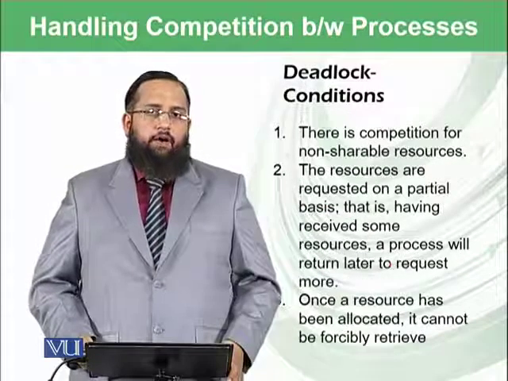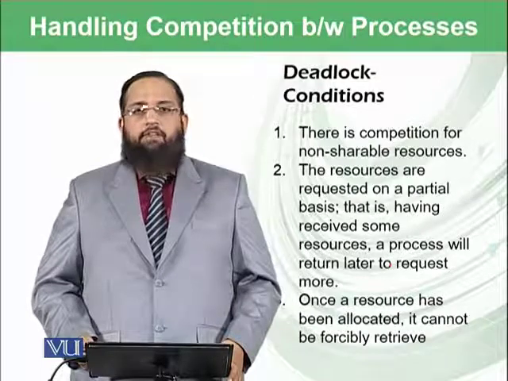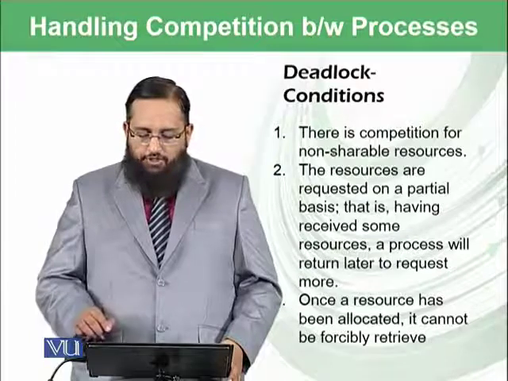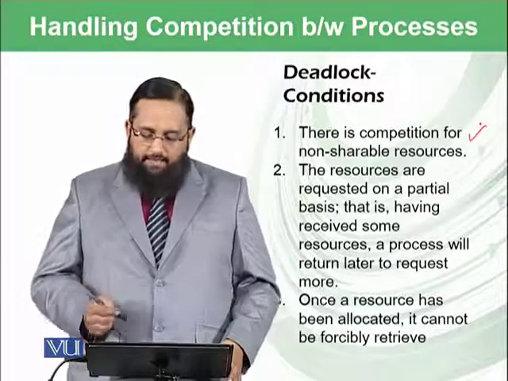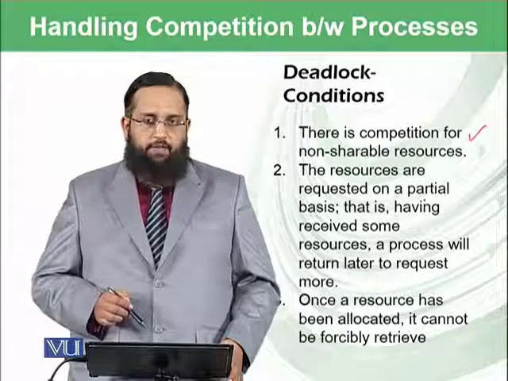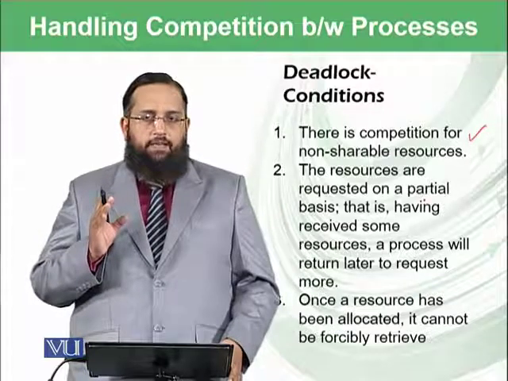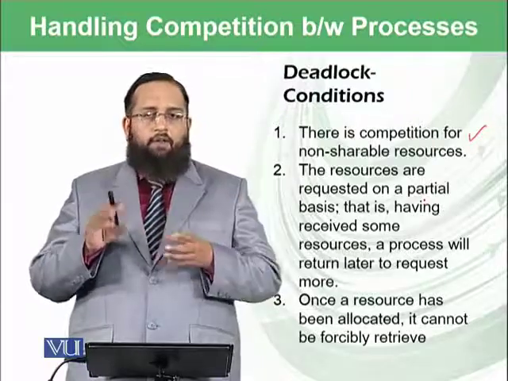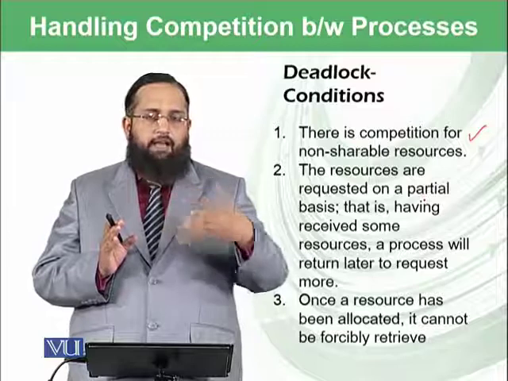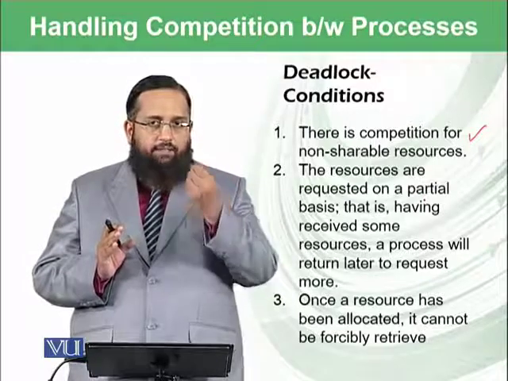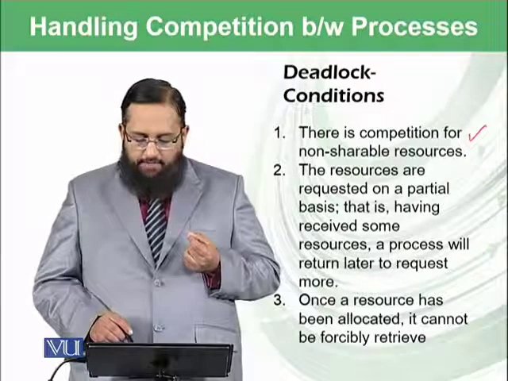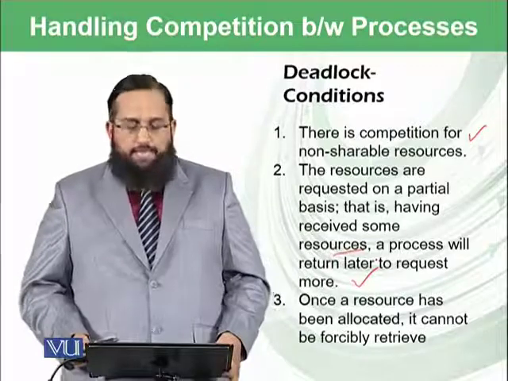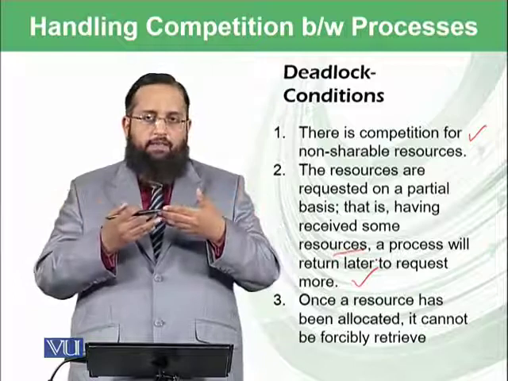If we critically evaluate how deadlock occurs, these are the three conditions satisfied by a deadlock. One is that there is competition for non-sharable resources. Then, resources are requested on a partial basis. So process A is not asking for the printer all at once. It is asking partially for the printer, partially for the CD player, or if it needs the printer, it asks again and again after some time. So access is partial, and having received some resources, a process will turn later to request more. And once a resource has been allocated, it cannot be forcefully retrieved.